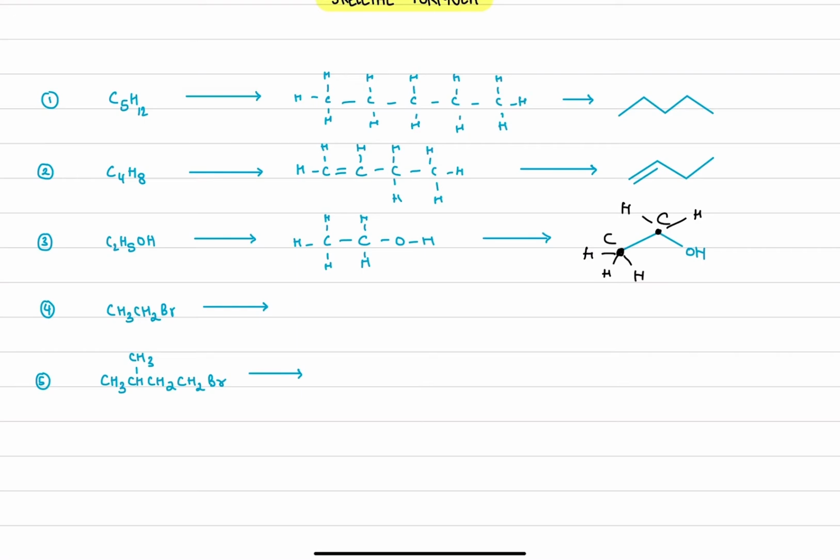Now let's move on to what we have below. This is basically our bromoethane. You don't need to know the name right now, because as I said, we will be going over the nomenclature in one of our coming videos. However, if I were to draw its displayed formula, it would look something like this.